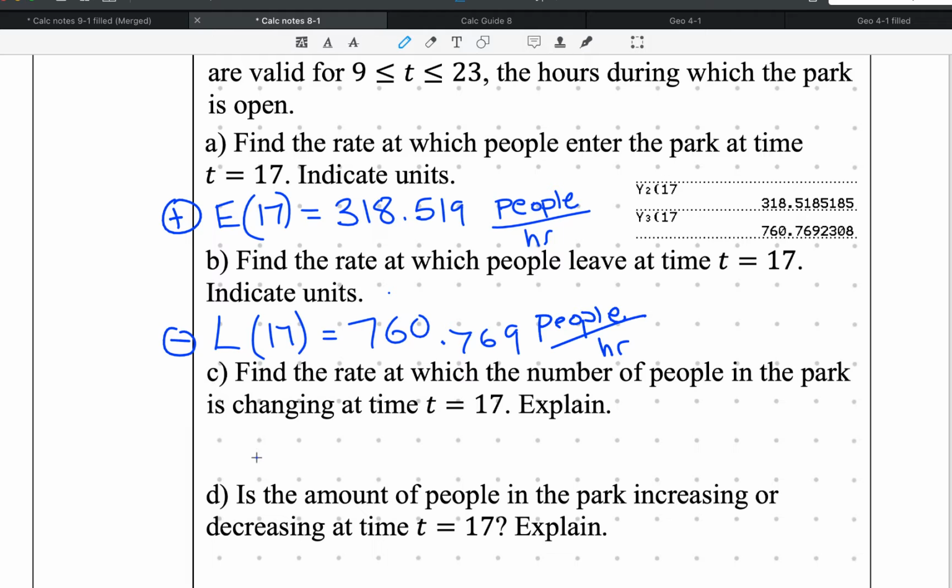But what am I really going to do then, Andrea? Well, it's not really asking for a derivative because we're still talking about rates, and these are by default already rates. So no derivatives yet.